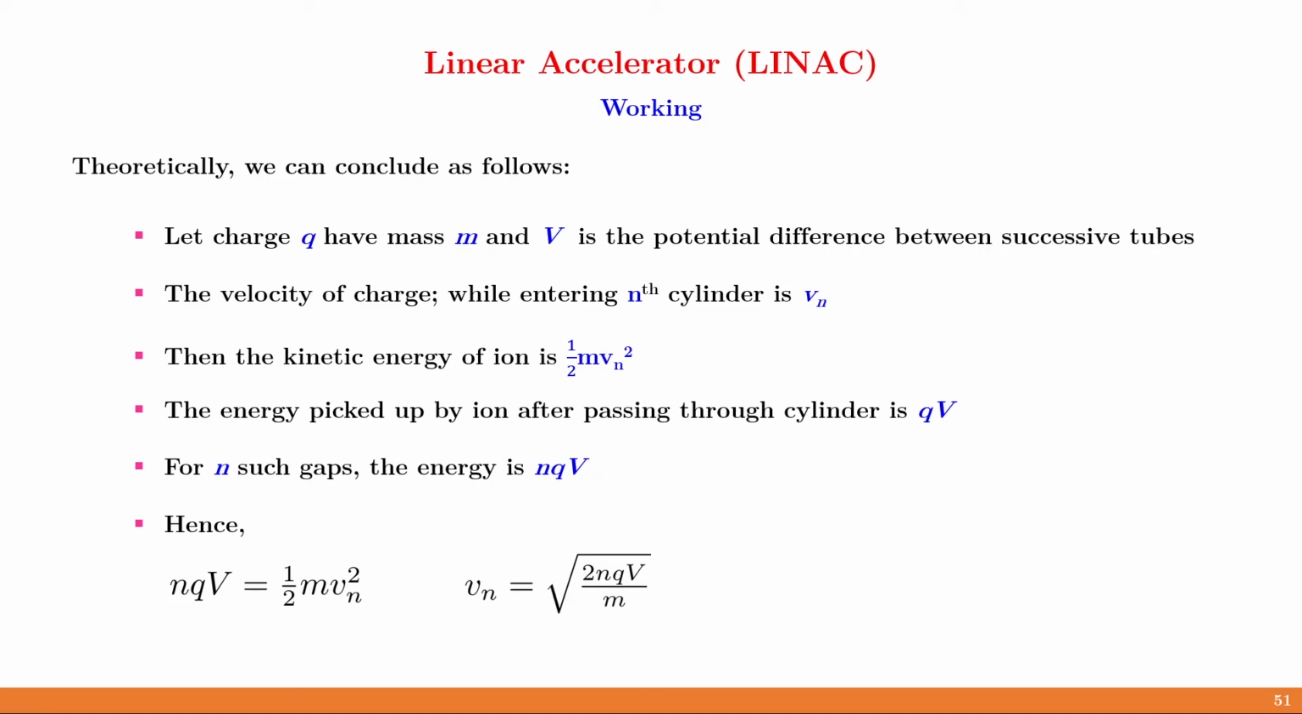From this, we can find the velocity of the ions inside the tube to be Vn equal to square root of 2nqV over m. Of course, this equation will fail for relativistic velocities, that is, when the velocity of the ion becomes comparable to the velocity of light.